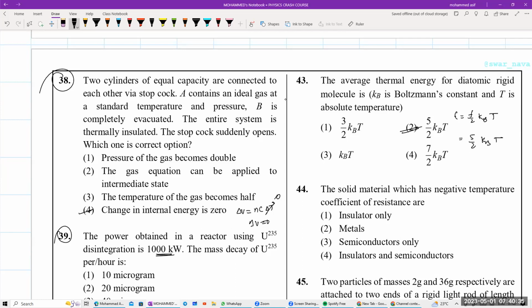Direct question. The solid metal which has a negative temperature coefficient of the resistance is very, very important. See, for insulator and semiconductor, temperature coefficient is negative and it is positive only for metals. So remember, alpha is positive for metals. Okay, and alpha is negative. Alpha means temperature coefficient. Alpha is negative for semiconductors and insulators. Insulators इसके लिए negative होता है. So insulators and semiconductors, fourth option will be the answer.